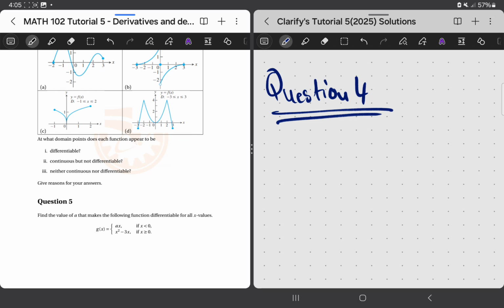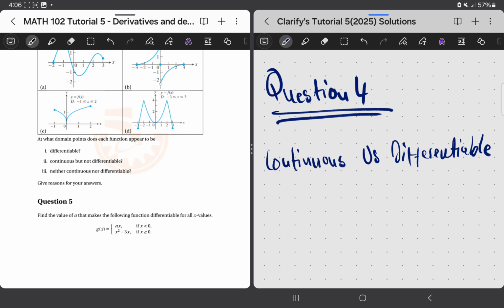Then B, continuous but not differentiable. C, neither continuous. So here we are dealing with the word continuous and the word differentiable. Continuous versus differentiable. When you're dealing with these two words, we can either use calculation to determine if a function is continuous or differentiable, or we can also use the graph, what something looks like.